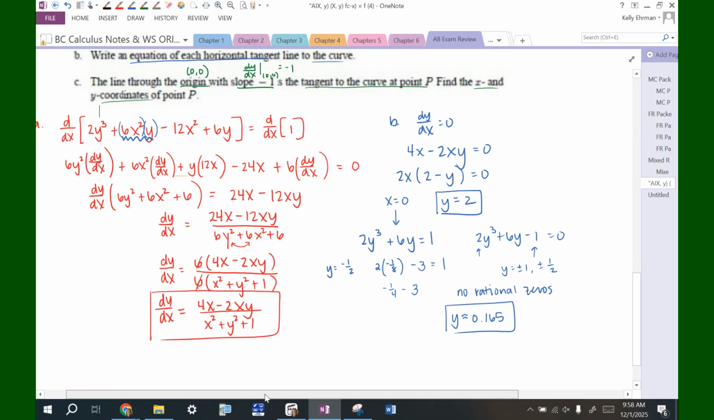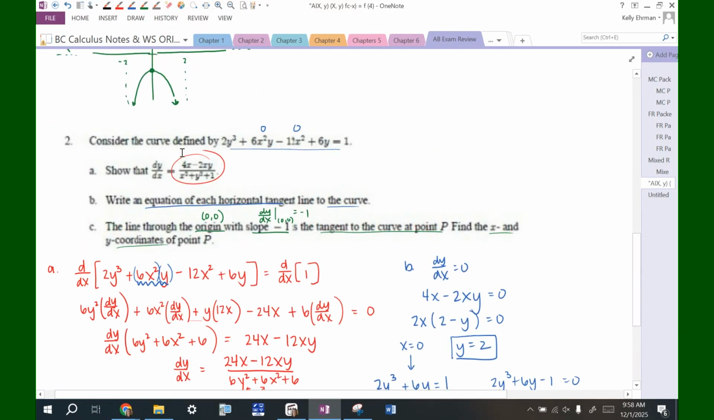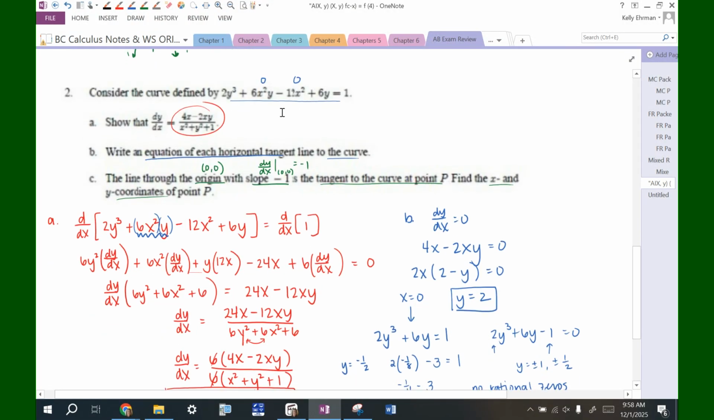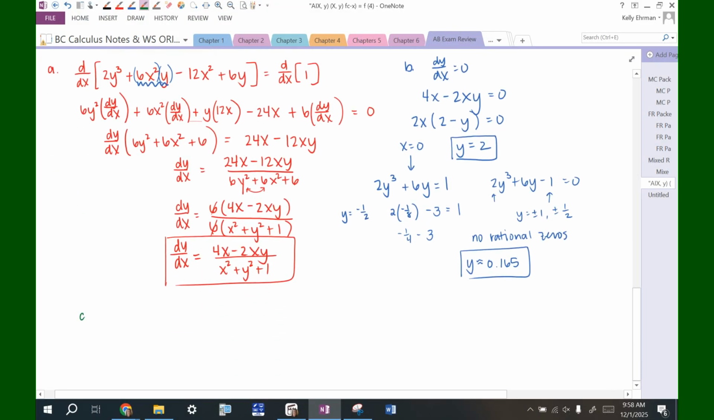All right, so the line through the origin 0, 0. Oh, wait, it's not tangent at 0, 0. Sorry, it's tangent at point P. I was going to say, if I plug 0, 0 into this, I don't get negative 1. Okay, so we want to figure out the xy coordinates when dy dx is set equal to negative 1. So we want dy dx at point P, whatever that is, to equal negative 1.